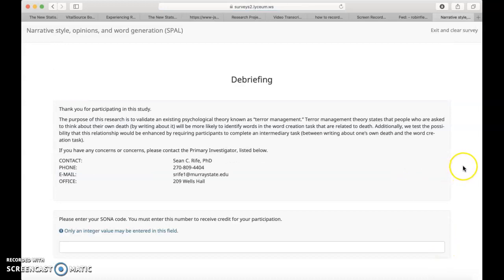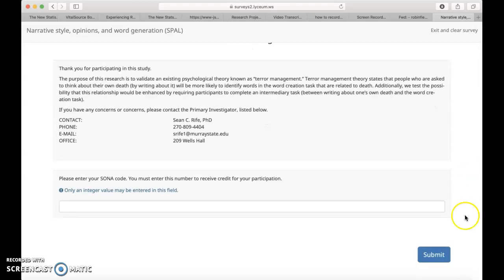The study concludes with a debriefing section that explains the purpose of the study in greater detail and provides contact information for any participants with concerns.